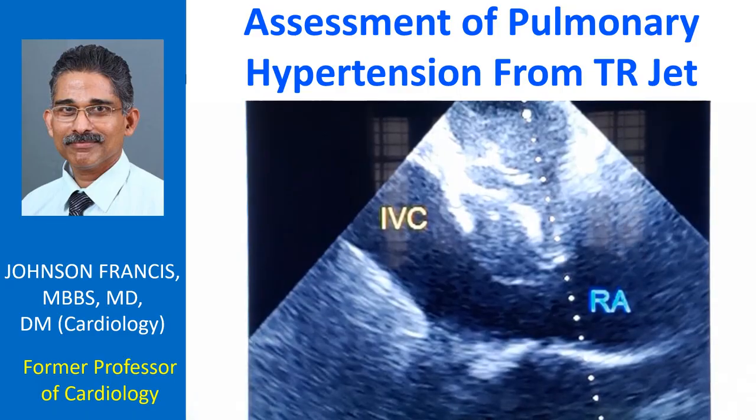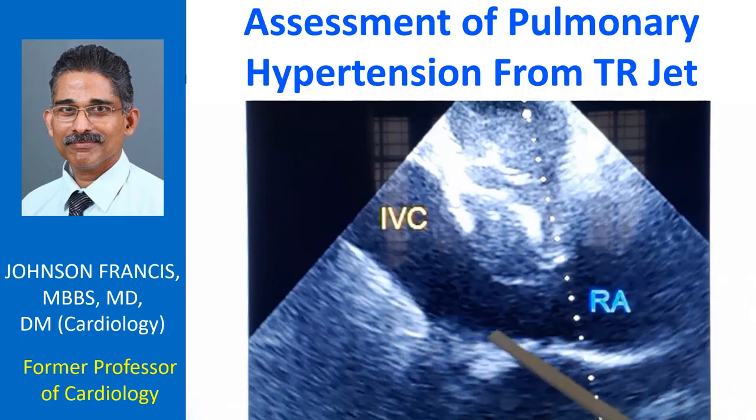Usually a nominal 10 millimeters of mercury right atrial pressure is added to the observed tricuspid regurgitation gradient to get the right ventricular systolic pressure. But when the inferior vena cava is grossly dilated and has no inspiratory collapse. Normally inferior vena cava collapses in inspiration. But if it is grossly dilated and there is no collapse in inspiration, then that is known as IVC plethora, plethora of the inferior vena cava.